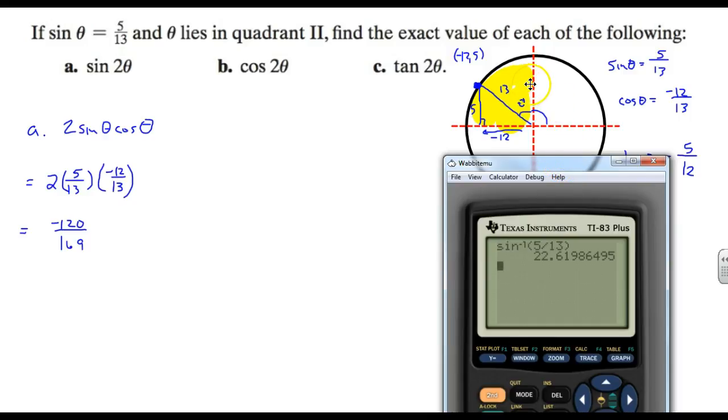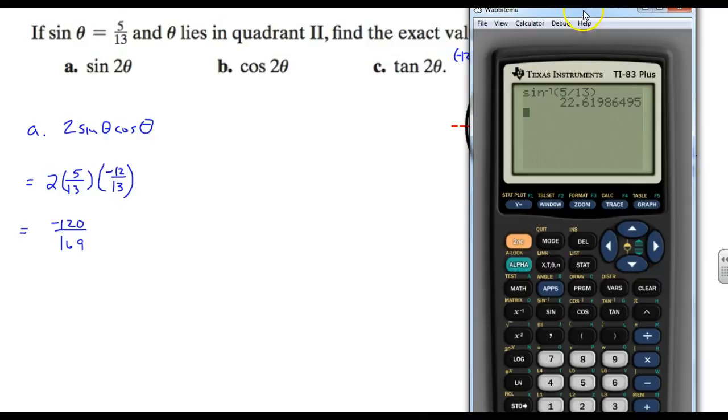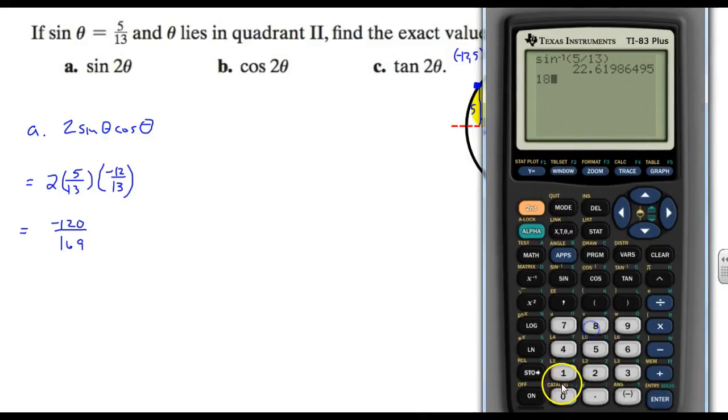But I'm in quadrant 2, so that roughly 22.62 degrees, that's down here. What angle is that equivalent to over here? Well, it's 180 minus that. So 180 degrees minus that angle, that's the actual angle we're dealing with. That's the quadrant 2 angle that has this as its sine. So what's the sine of that 157 degree angle?